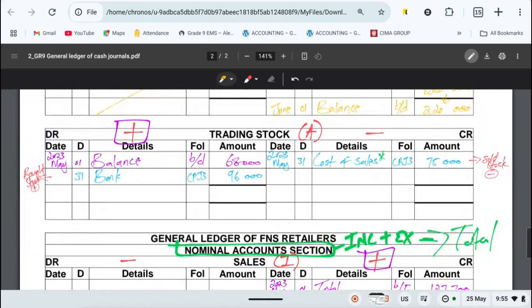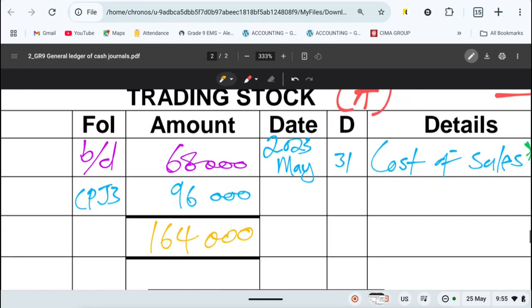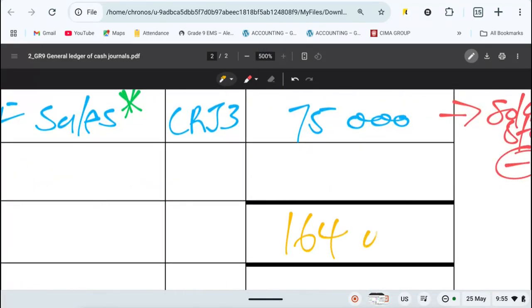And then for trading stock, you do the same. Firstly, which side is the bigger side? The debit side. So you take the total of the debit side. So you are going to say 68,000 plus 96,000. You get 164,000. So you use the total of the bigger side, 164,000.